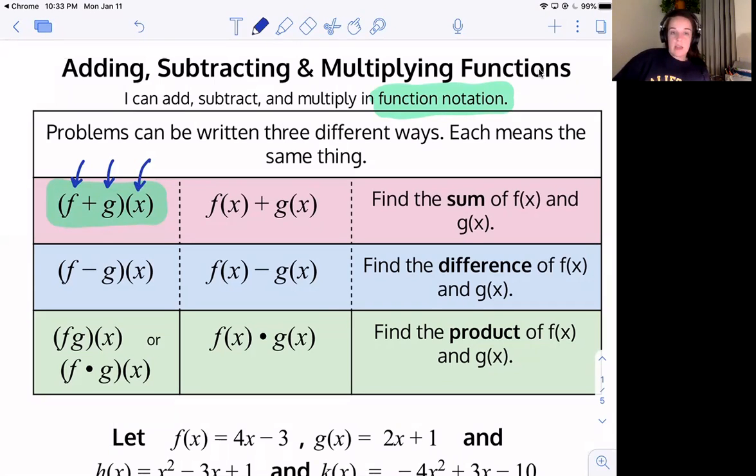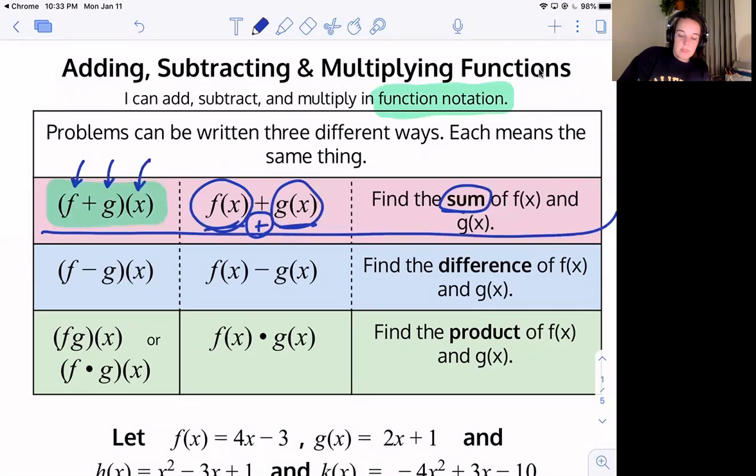For most of our equations, f and g will already have x in them. If it was an a, we'd change it to an a. We'll get there. There's another way that we might see it, which is f of x plus g of x. We're going to take the f equation and add it to the g equation, using the variable x, the same thing. You might also see the word sum: find the sum of f of x and g of x. All of these things mean the exact same thing. We're going to take the f plus the g and add it together.